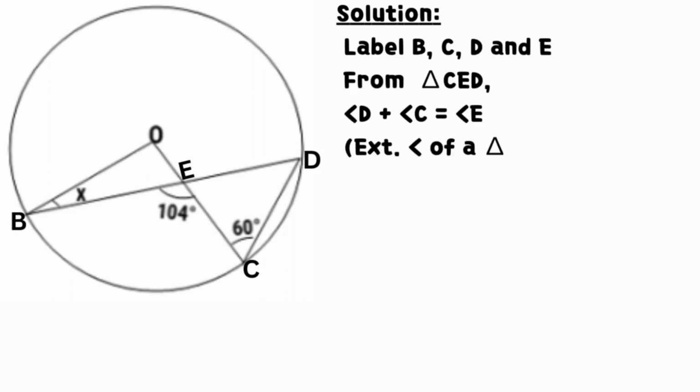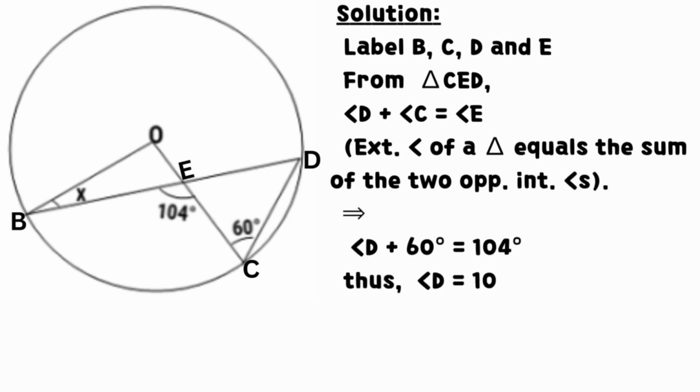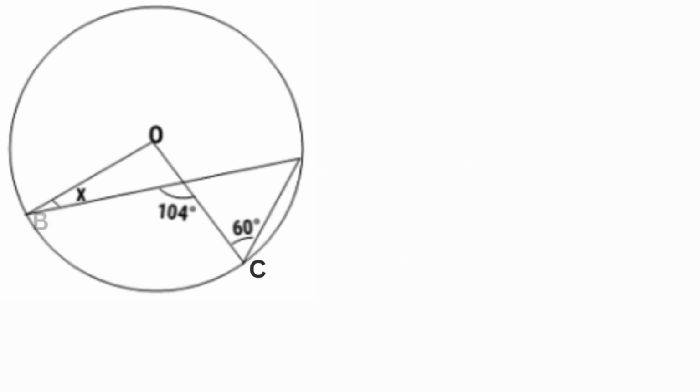From triangle C, E, D, the sum of angle D and angle C equals angle E. The reason is that the exterior angle of a triangle equals the sum of the two opposite interior angles. Hence, the sum of angle D and 60 degrees equals 104 degrees. Thus, angle D equals 44 degrees.